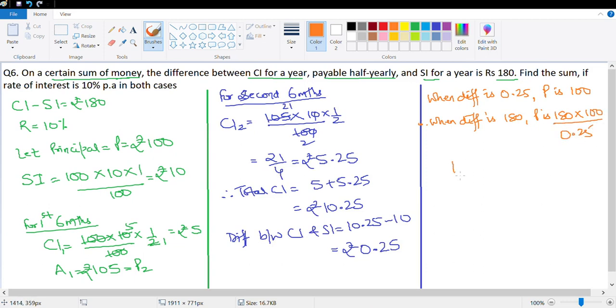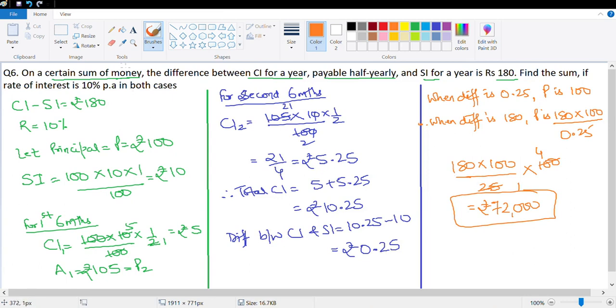Let's do this calculation. This is 180 into 100. I am removing the decimal, which means I'm multiplying the numerator with 100. That's 25 into 4, which is 4 into 18. That's 72 with 3 zeros, which is equal to rupees 72,000. Perfect. So this is basically the method used for when the sum is not given. Let's look at the next question.